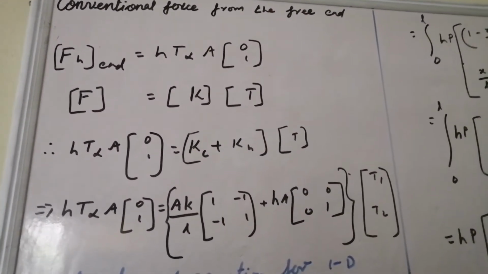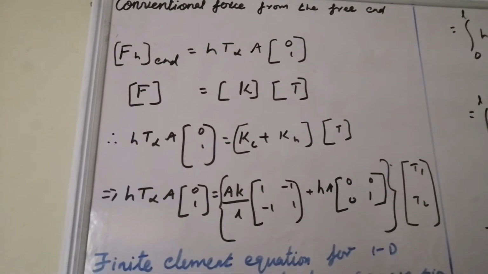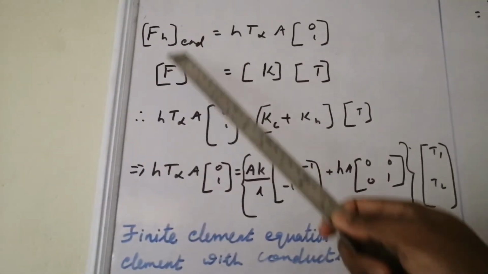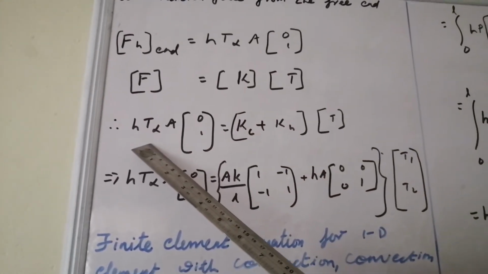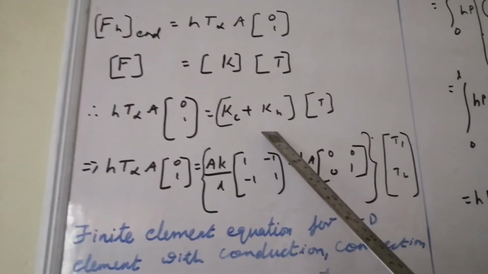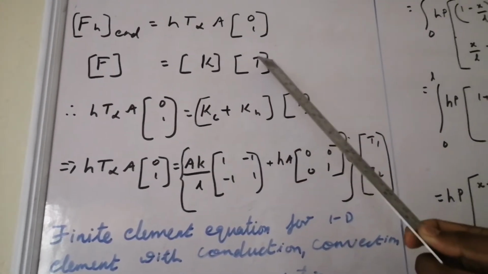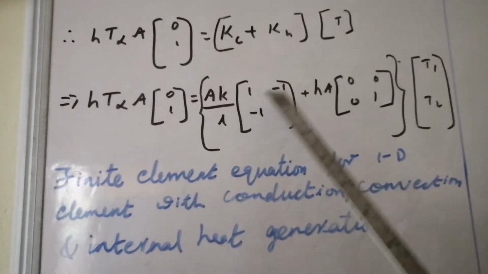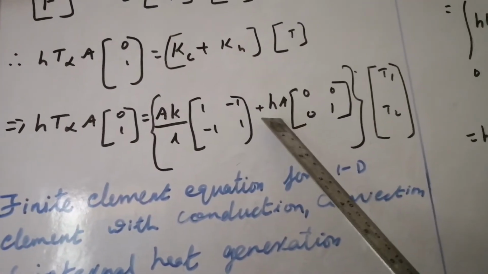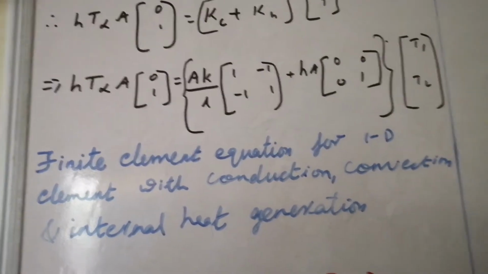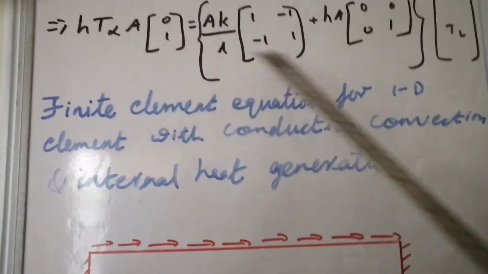This is similar to our previous equation, force matrix equal to stiffness matrix into displacement matrix, and we are applying the values. F is F_h n, which is equal to K. The K is Kc plus Kh. We have seen this in the previous problem, previous derivation, and T. And we are substituting Kc, AK by L, [1 -1; -1 1], Kh, hA [0 0; 0 1]. And this K is thermal conductivity. And so we got the equation.